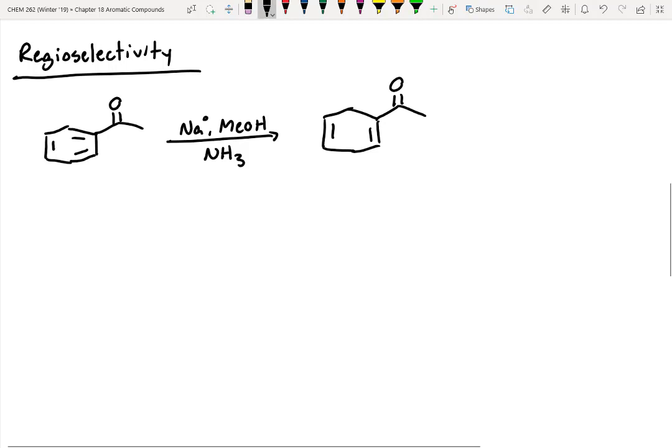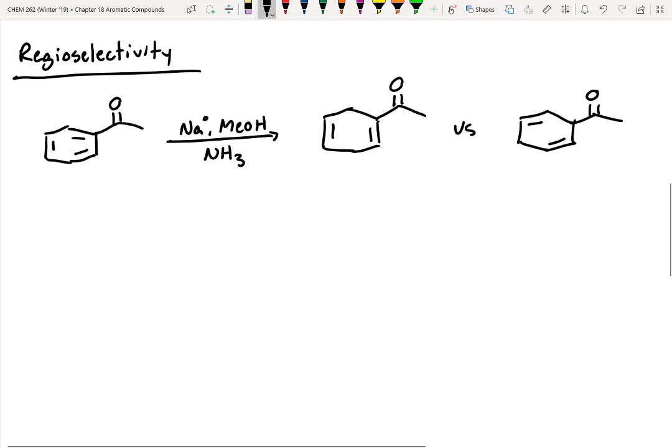Let me clean this up. Or will we get that product? What's the relationship between these two? Constitutional isomers. So now we've got to ask ourselves which one's more likely to be the desired product.